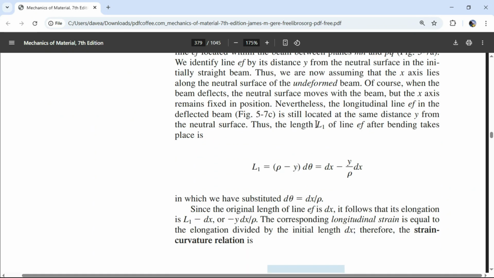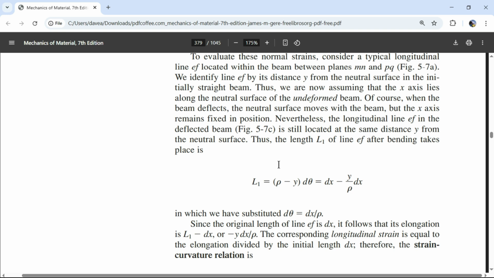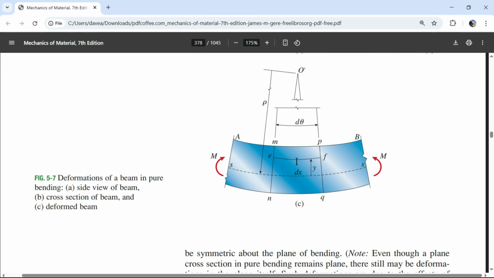So right here, the length of L1 is going to be dx minus y rho dx. So that's why this should be L bracket y, the length of any arc at any value of y. So that's why I don't like that either. They're just saying L1 is this length EF, but because we have an equation, we know every length. We know the length at any value of y we want.